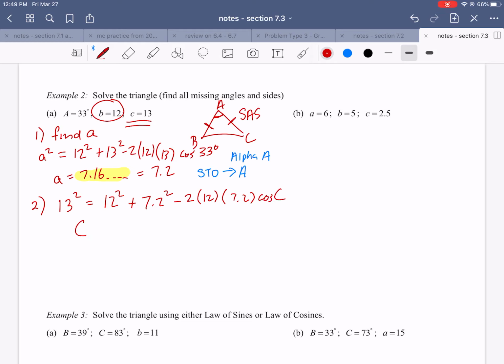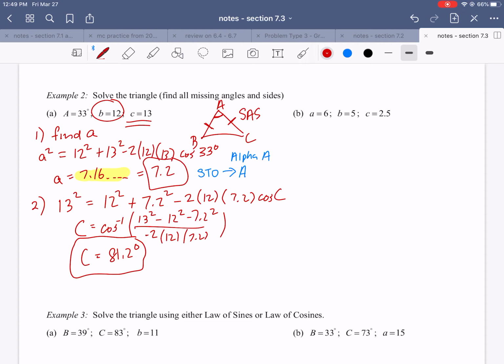Okay, and doing my rearranging, this would be like our second calculation from example 1, like we did in letter C and letter D. We're going to start by subtracting over those squares. So start with the left-hand side, subtract the two squares, and then divide by the number that's in front of cosine. So that would be negative 2 times 12 times 7.2. And so capital C is going to equal, in this case, 81.2 degrees. Okay, and here's my letter A.